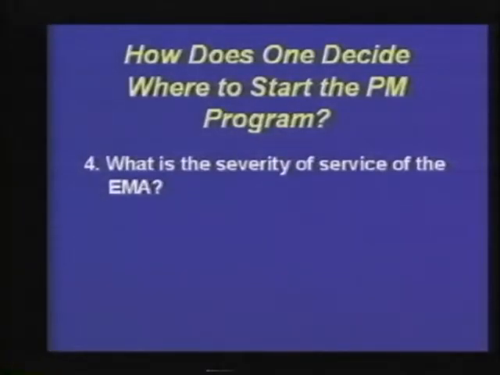Item 4 is an operating condition question. What's the severity of use? Pieces of equipment in, let's say, steel mills, or in the forge shop or the foundry shop, are subject to severity of use, and maybe those types of equipment would have the highest priority to implement the PM program.